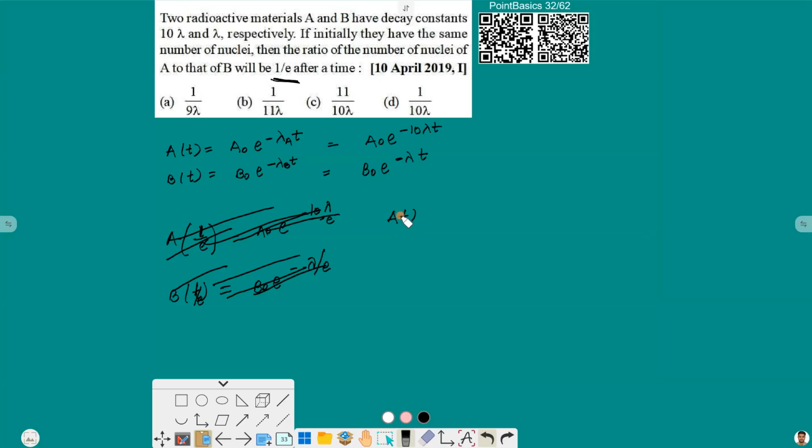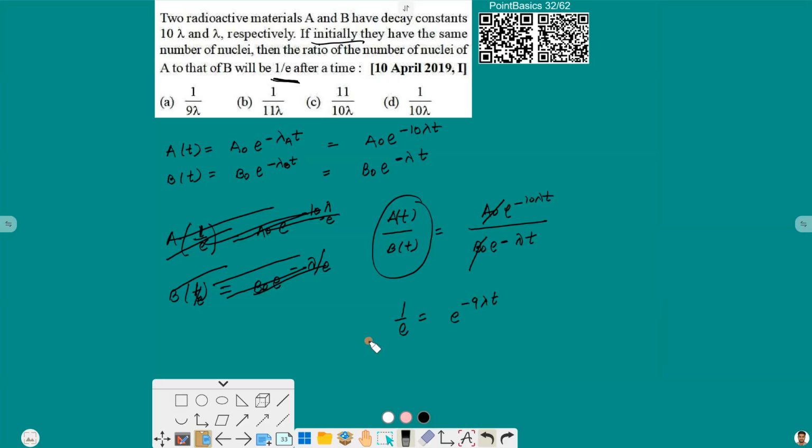So A_t by B_t, I have to calculate the ratio, is equal to A node e raised to power minus 10 lambda t divided by B node e raised to power minus lambda t. Now, initially they have the same number of nuclei. So A node is equal to B node, and this ratio is 1 by e as defined. So this becomes e raised to power minus 10 lambda t plus lambda t. So that is minus 9 lambda t.